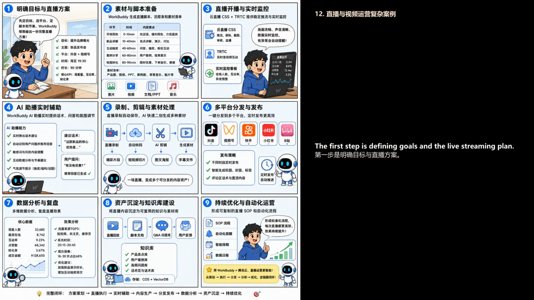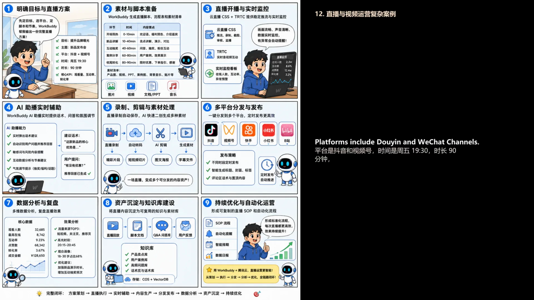The first step is defining goals and the live streaming plan. The example goal is increasing brand exposure. The theme is a new product launch. Platforms include Douyin and WeChat channels. Time is Friday at 19:30. Duration is 90 minutes. Core KPIs are views, interaction rate, and conversion rate.